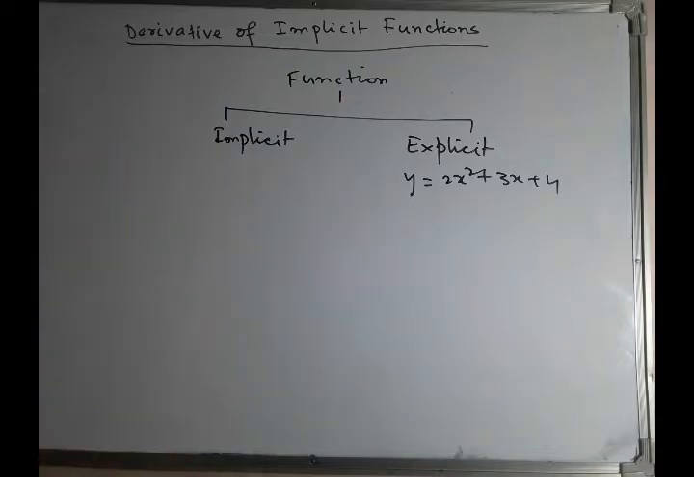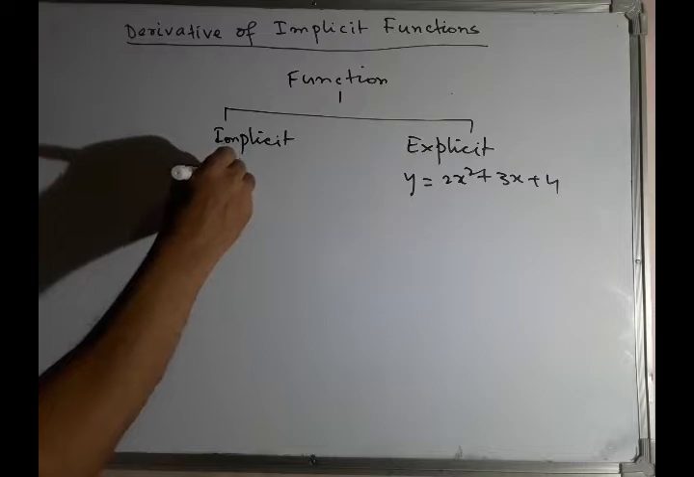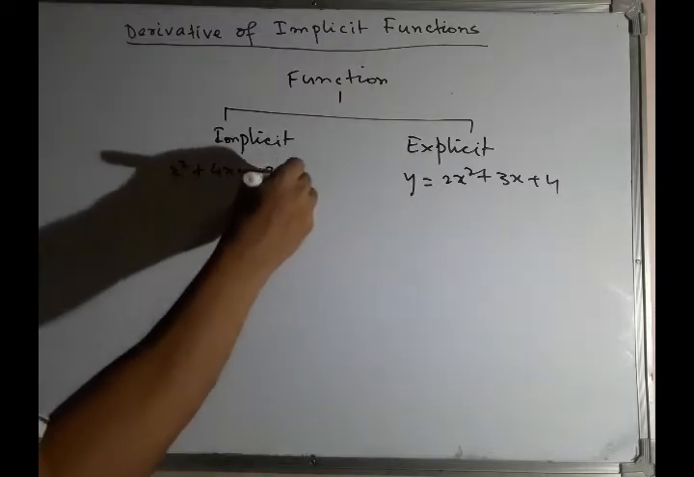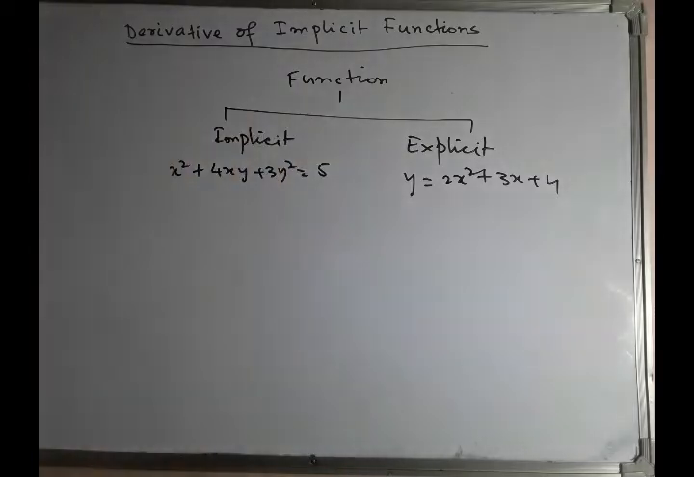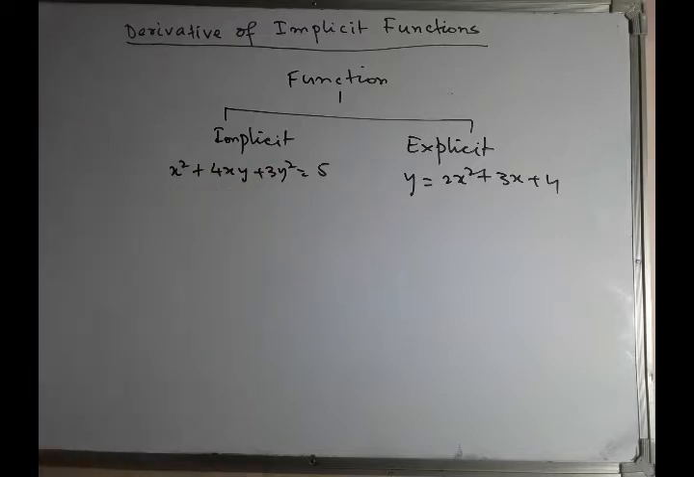But implicit means the value of y cannot be determined directly from the equation, say x square plus 4xy plus 3y square equal to 5. So here the value of y can be found out by some other means, not directly. It is not given directly in terms of x. It is a connected relation. That's why it is called implicit function.